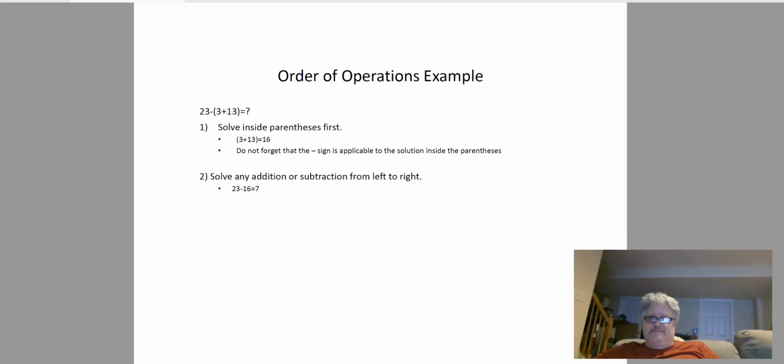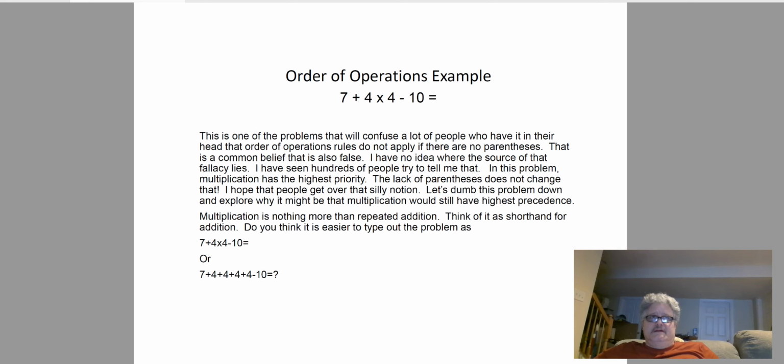I've seen people screw up these signs too. They get really confused over how those are applied. So really what you're ending up with here is you have 23 minus 16 equals 7. And that would be your answer.